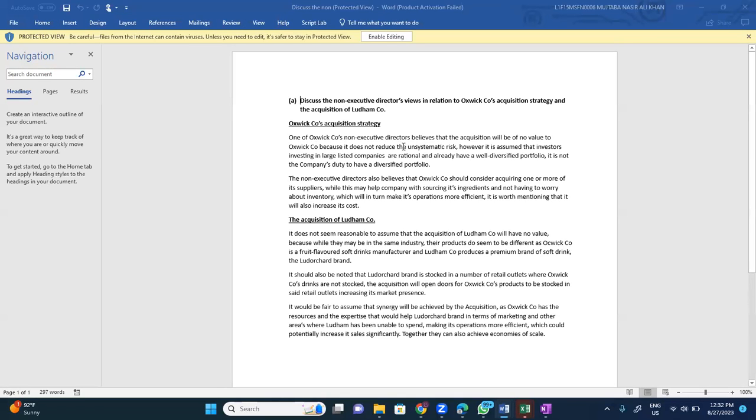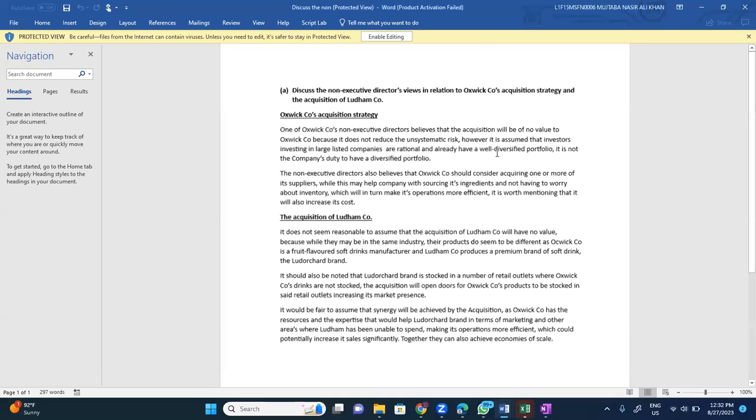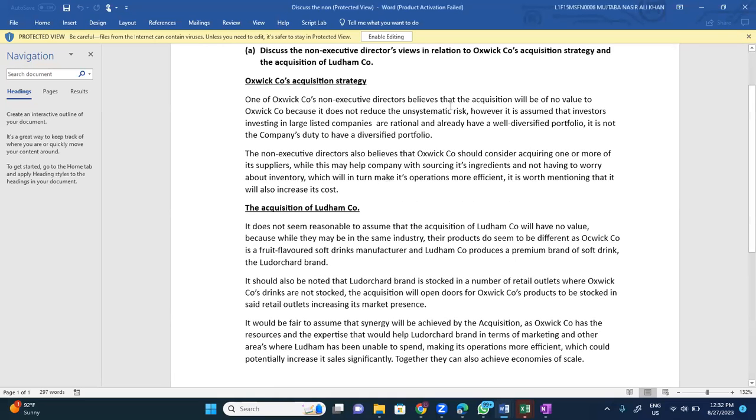One of the Oxwick company non-executives believes that the acquisition will be of no value. It does not reduce the unsystematic risk. However, it is assumed that investors as a company are rational and already diversified. The non-executive believes that Oxwick company should consider acquiring one or more of its suppliers, which will in turn make the operation more efficient. It is worth mentioning that it will also increase the cost.